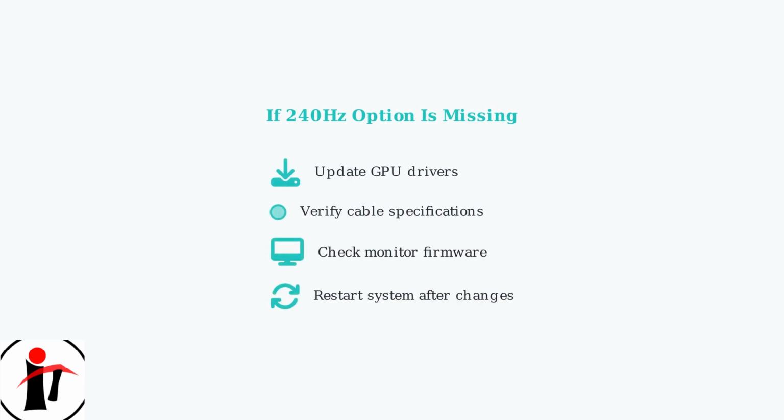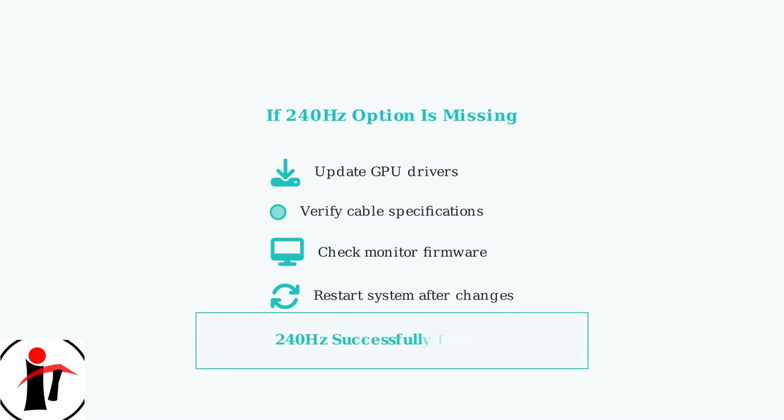Update your GPU drivers to the latest version, verify your cable meets the specifications, check for monitor firmware updates, and restart your system after making changes. Once you've completed these steps, your Sceptre monitor should be running at 240 Hz, providing you with smoother gameplay and reduced input lag for competitive gaming.